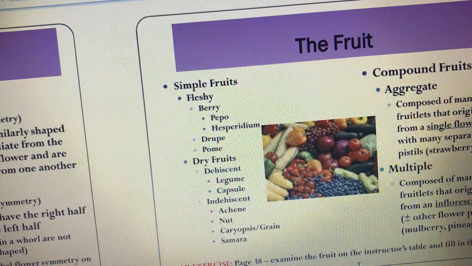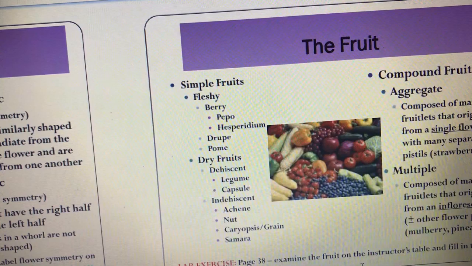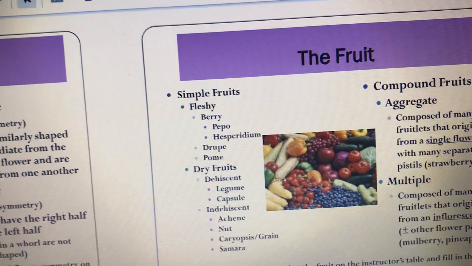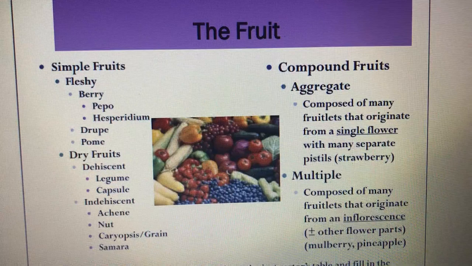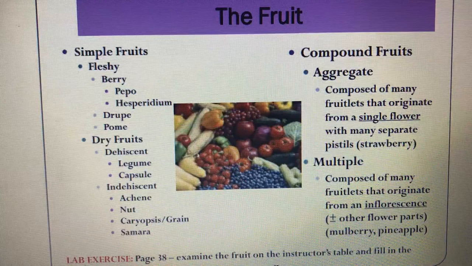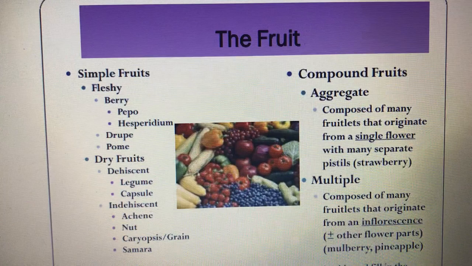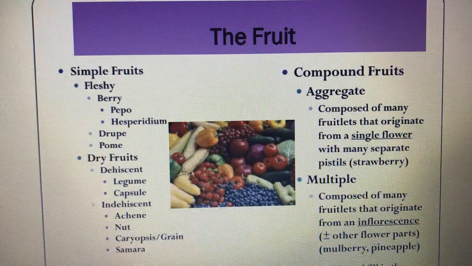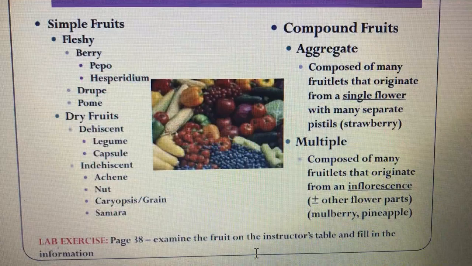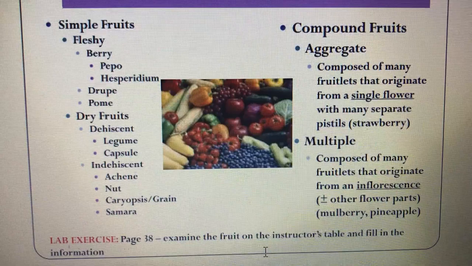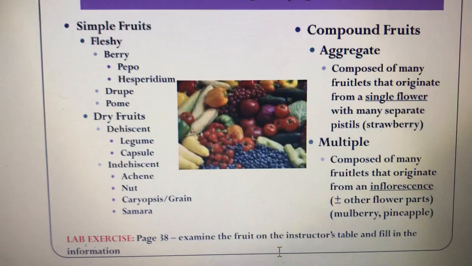Simple fruits are divided into fleshy fruits, such as berries, pepo and hesperidum, and then we also have drupe and pome. Compound fruits are divided into aggregate and multiple. Aggregate is composed of many fruitlets that originate from a single flower with many separate pistils, such as a strawberry. Another compound fruit classification is multiple, which means it's composed of many fruitlets that originate from an inflorescence and other flower parts, such as the mulberry and the pineapple.